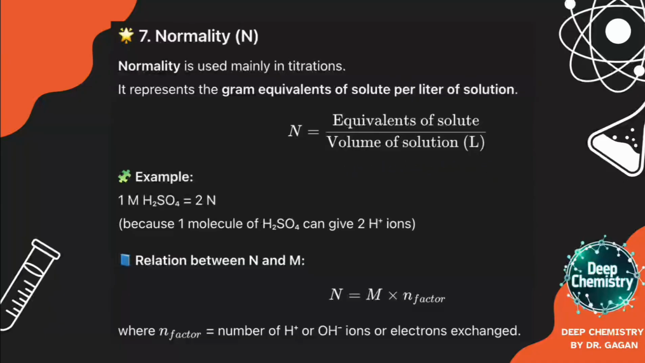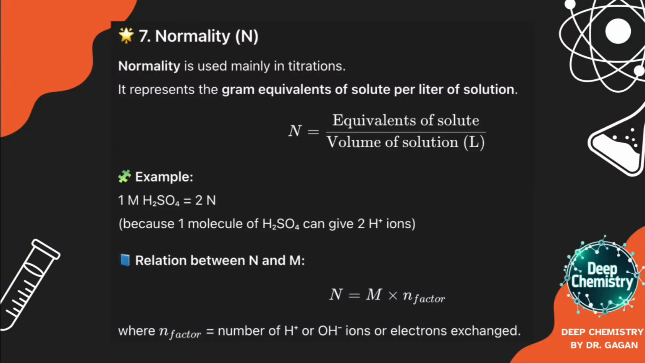For example, 1 molar H2SO4 equals 2 normal, because 1 mole of H2SO4 gives 2 H plus ions. So normality equals molarity multiplied by n factor. Its practical unit is used in acid, base and redox titrations.